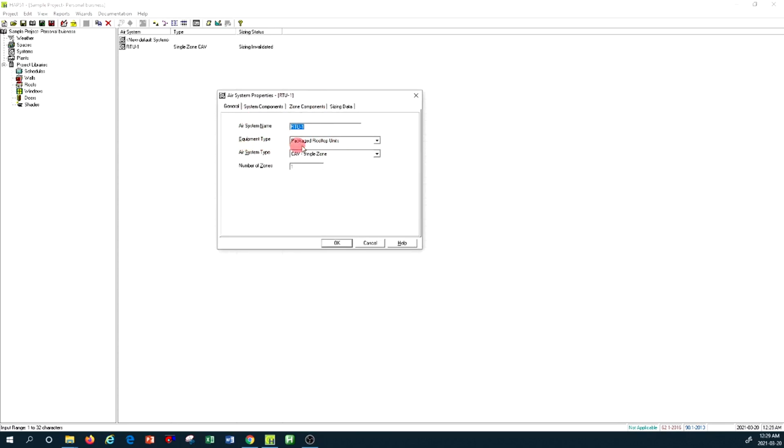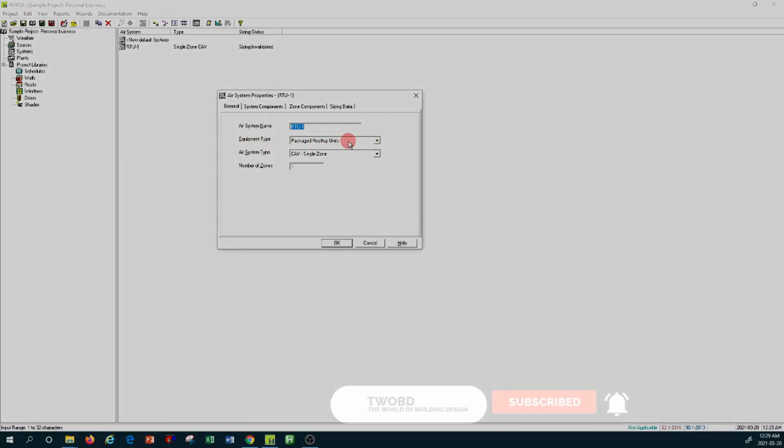As you can see, the equipment type is a packaged rooftop unit. When it says packaged rooftop unit, it means that it has a combination of heating and cooling. It is independent from a central heating or cooling system. And the air system type is constant air volume, single zone. As you can see, the number of zones is only one. So you can define multiple equipment and dedicate different zones to that equipment, if you have multiple zones and you want to dedicate different equipment to any of those zones.